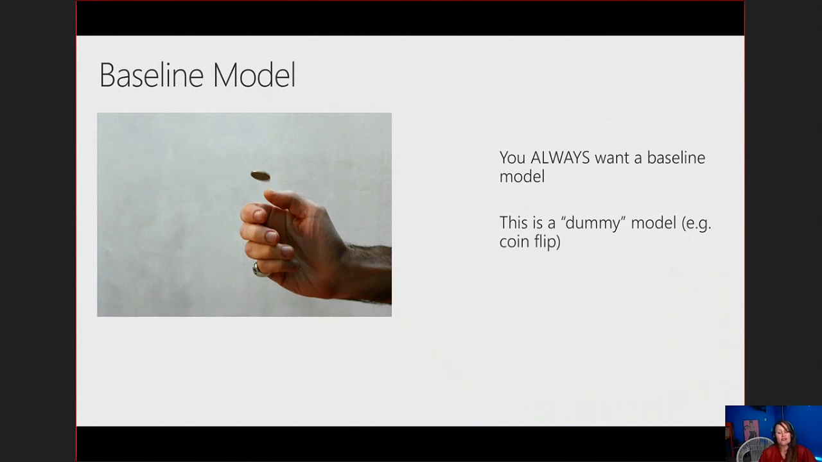Because you want something to compare your end results to, other than the test data that may validate and say, yes, this is a good model. But still, you want something else that they're doing today manually that you could use as that dummy model to compare to. And that's called the baseline model.